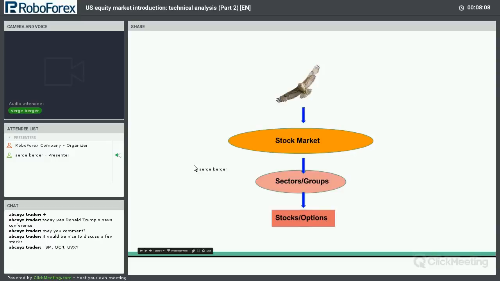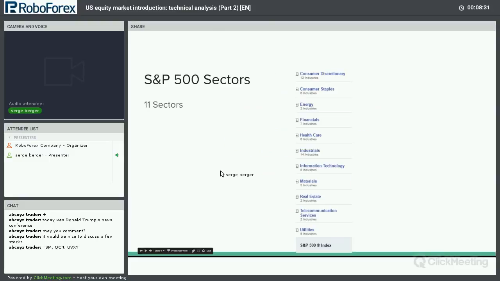So again, one more thing to talk about here is the top-down approach. We talked about how you want to look at the U.S. stock market from the approach of being the eagle in the sky. You look down at the stock market, you see the different sectors and the groups, and then ultimately the stocks or even the options in that market. So that's really the way that I like to look at the market. This will make more sense in just a minute.